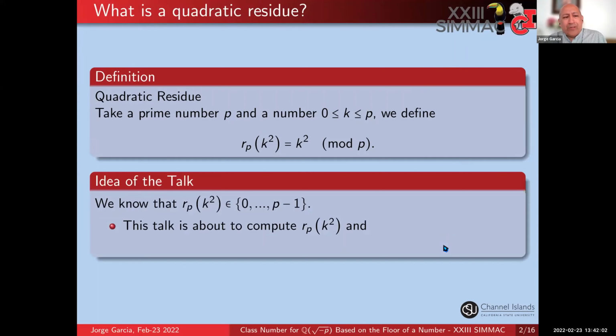And then what is the idea of the talk? So we know that these quadratic residues are between 0 and p minus 1. They are integers. The idea is just to compute them, add them up, and see what happens. That's the idea of the talk. From 1 to p minus 1. You will say, why don't you start with 0? Because 0 adds nothing. So that's why we're going to start with 1 up to p minus 1.